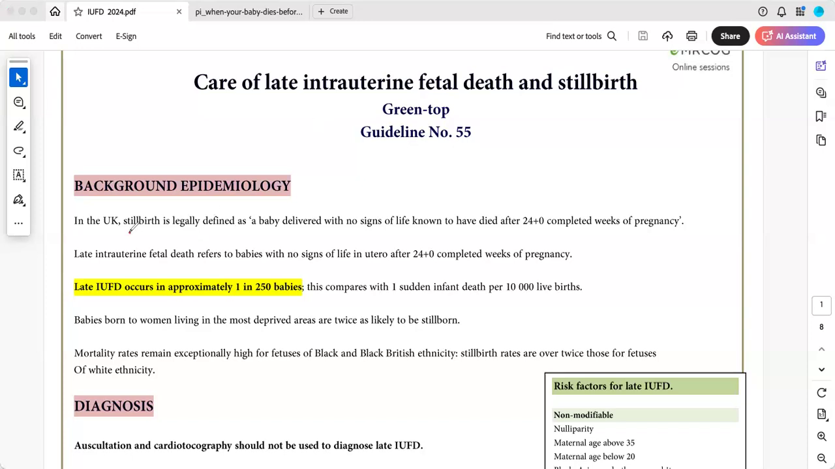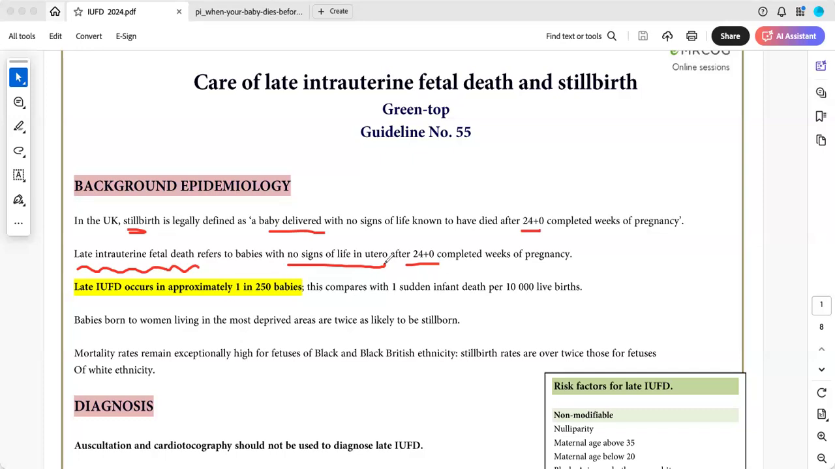Stillbirth is defined as a baby delivered with no signs of life known to have died after 24 completed weeks of pregnancy, while late intrauterine fetal death refers to babies with no signs of life in utero after 24 completed weeks of pregnancy. So, my friends, what is the difference between a stillbirth and late intrauterine fetal death, which comes in the legal questions in the exams?